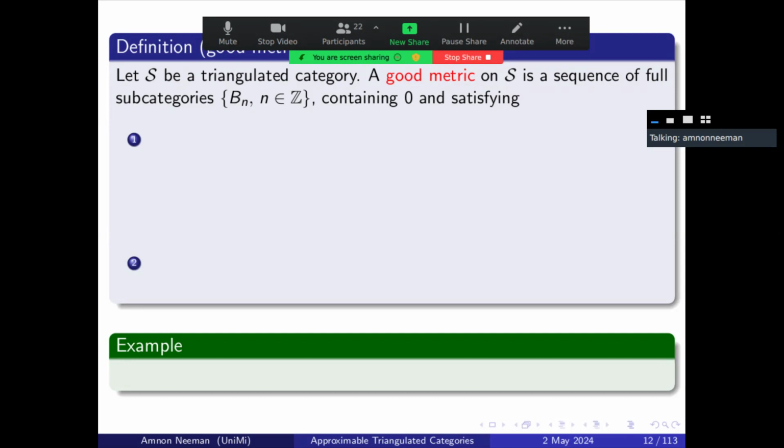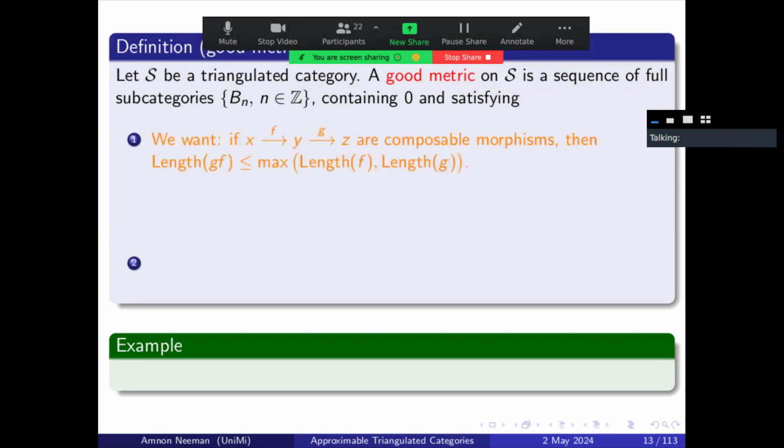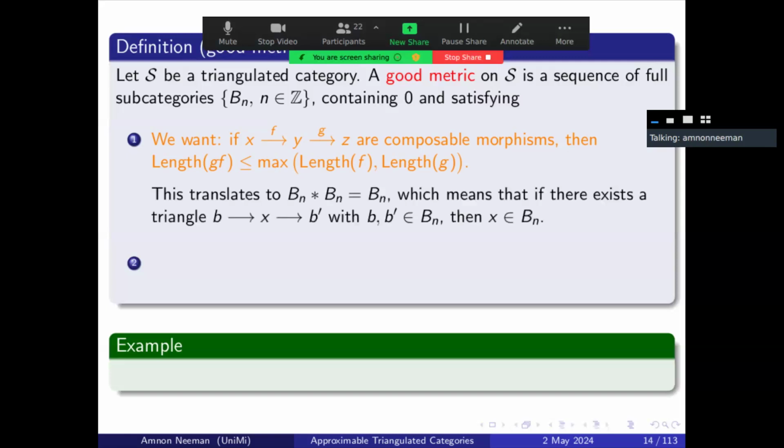And the balls have to contain the origin, and they satisfy, you want the strong triangle inequality to hold. So you want the metric to be non-Archimedean, and I remind you, this means that the length of the composite is less than or equal to the maximum of the lengths. And in terms of balls, this translates to a convexity on the balls. If X is an extension of B and B dashed, and B and B dashed both lie in the ball of radius 2 to the minus n, then so does X. So this is the non-Archimedean hypothesis.